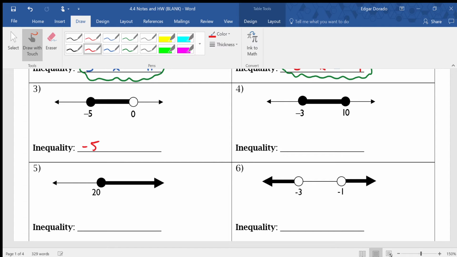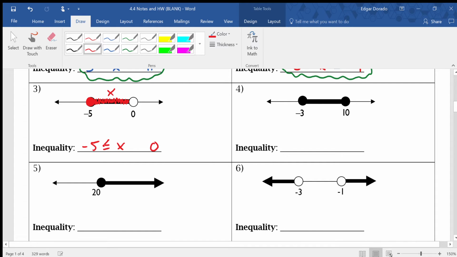-5. I have my x in the middle. Remember, we're shading in the middle, so it's an and statement. So because I'm shading in the middle, I have to put my x in the middle, right here. Okay, so let's see what symbols we have to use. Well, this is a closed circle, and we always use less than, so it's less than or equal to. This is an open circle, so it's just less than.